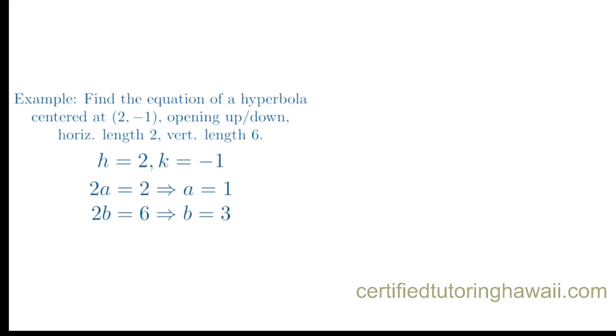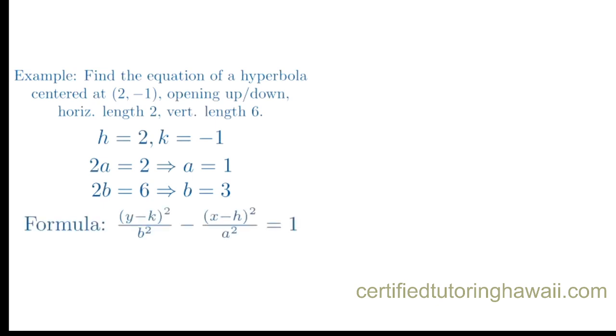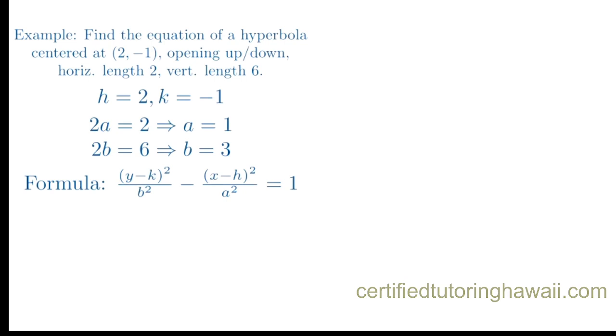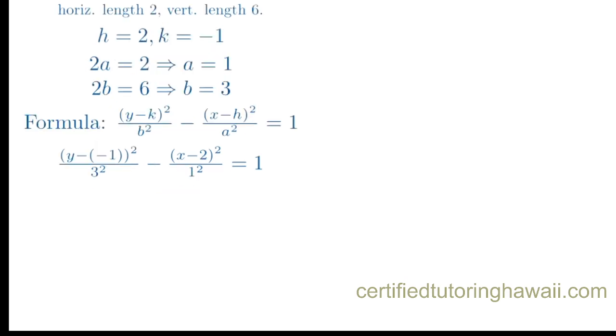The hyperbola opens up and down, so we use the y-first equation: (y - k)² over b² minus (x - h)² over a² equals 1. We use the y-first formula since the hyperbola is vertical. Substituting our values, we get (y - (-1))² over 3² minus (x - 2)² over 1² equals 1. Simplifying, the equation of our hyperbola is the quantity (y + 1)² over 9 minus the quantity (x - 2)² over 1 equals 1.